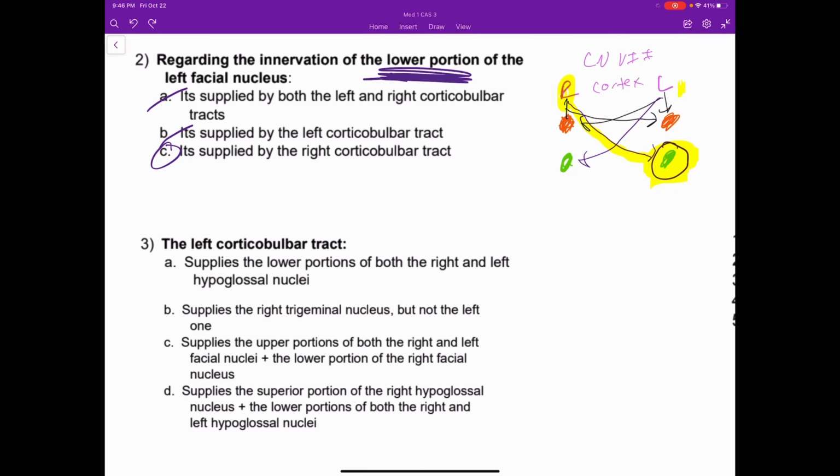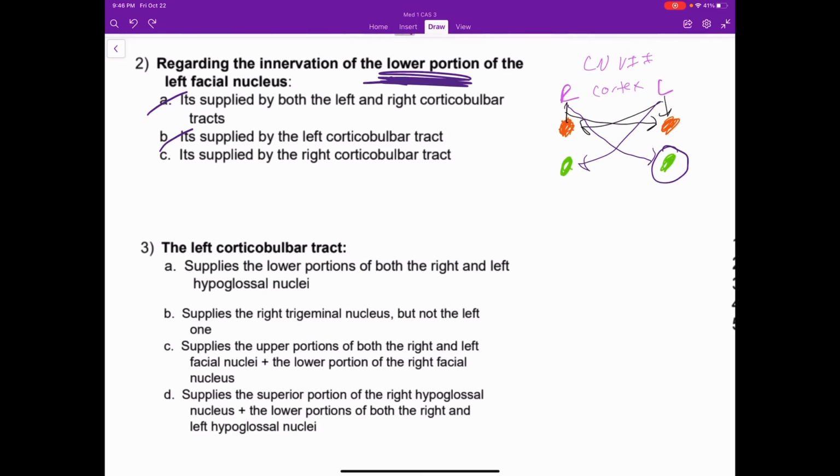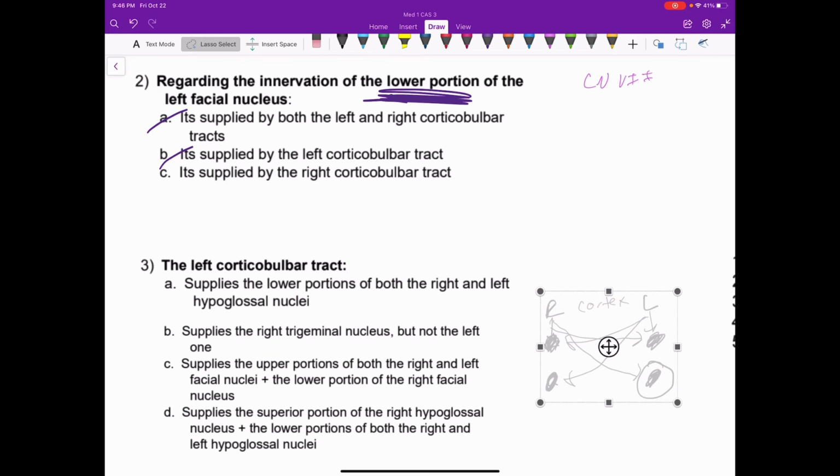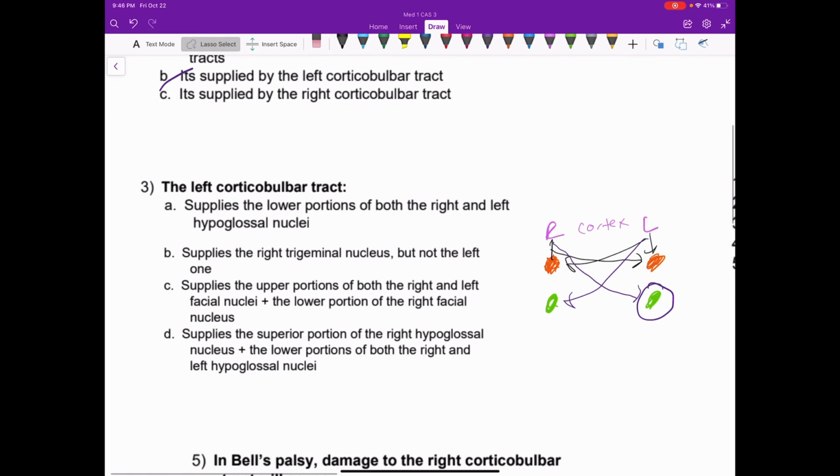Let me go back real quick. Let me erase some of this stuff that I drew. And what am I going to do? I'm going to lasso it and just move it down, just so we could see it again. Okay, so now we see it again.